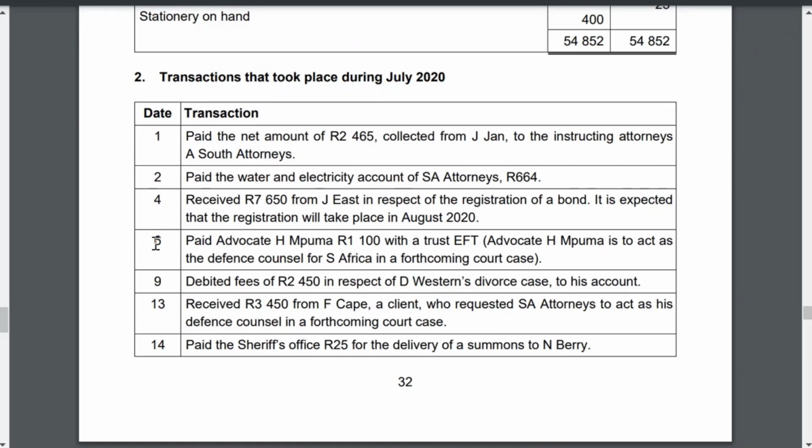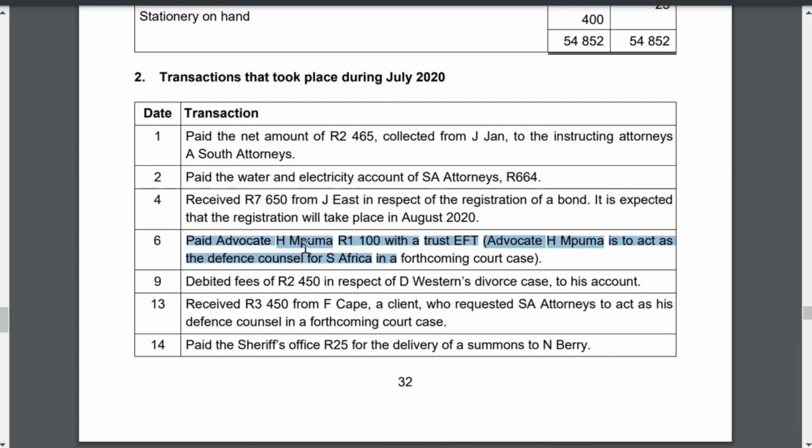Let's move to transaction number 6. Paid advocate. So SA attorneys paid advocate H. Mpuma 1,100 with a trust EFT. And this was paid because advocate H. Mpuma is to act as a defense counsel for S Africa in a forthcoming court case. So where would you record this transaction?